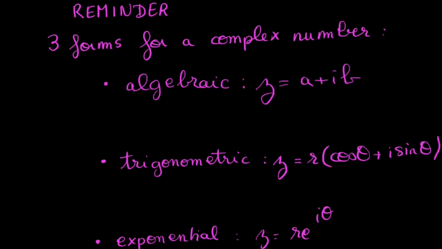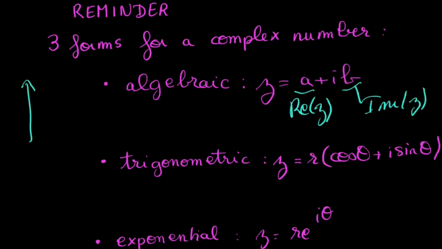The first form, the algebraic form, is written like that. Z equals A plus iB. A is the real part of Z, and B is the imaginary part of Z. If you represent Z on a graph, you have here the real part of Z and here the imaginary part of Z.